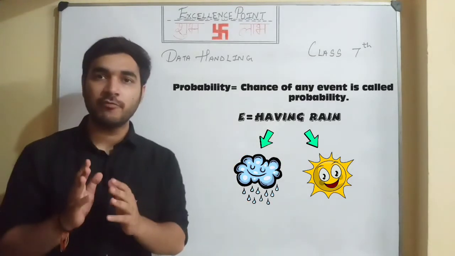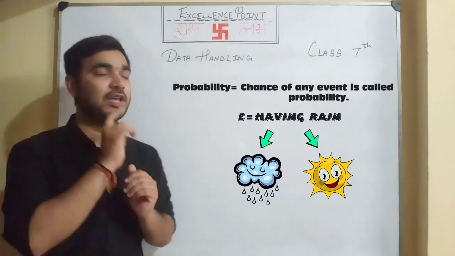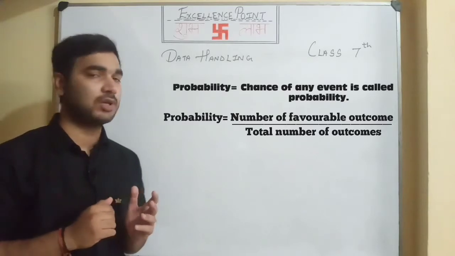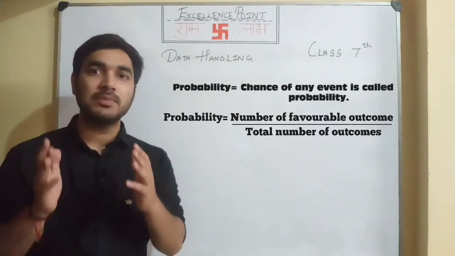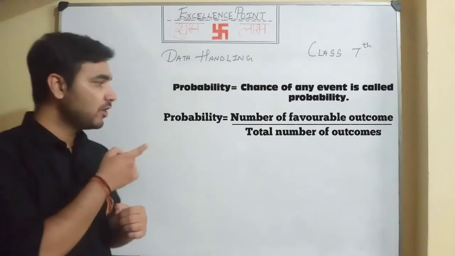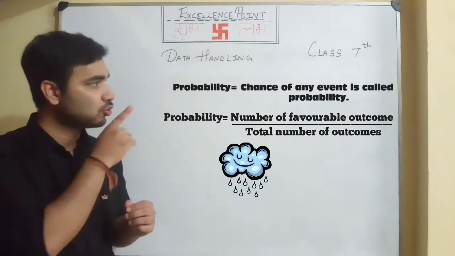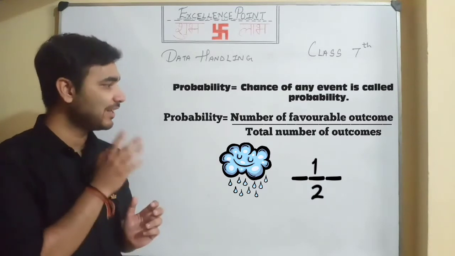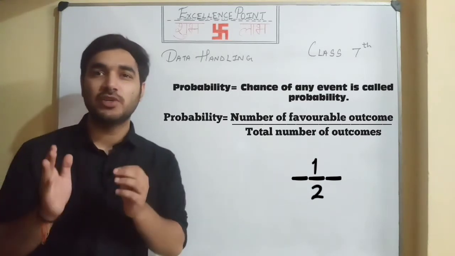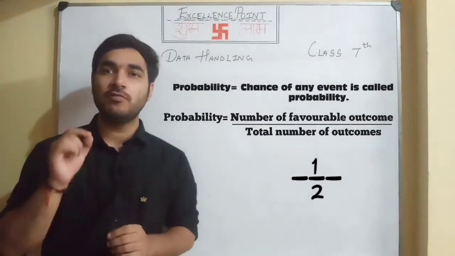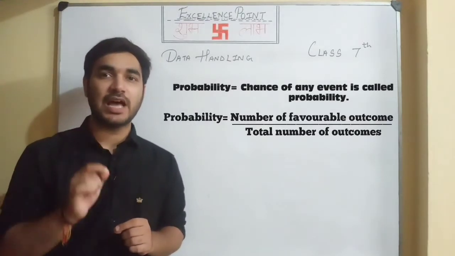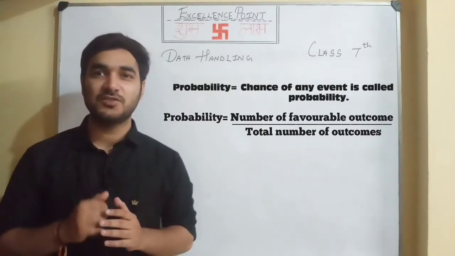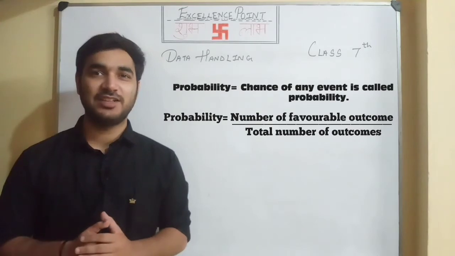So the formula of probability says that we have the number of favorable outcomes divided by the total number of outcomes. So what outcome is in our favor? We want the rainy day only. So 1 divided by the total number of possible outcomes, that is 2. So 1 upon 2 will be our probability. Always remember that the probability lies between 0 and 1. So we have finished with the basic concept. Now we will start with the exercise.